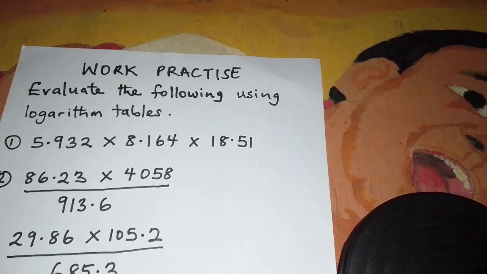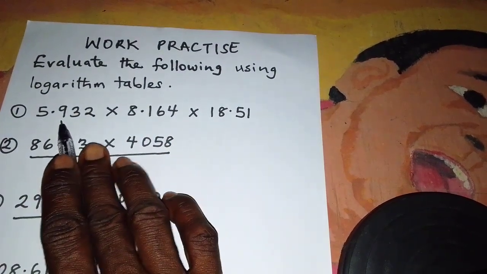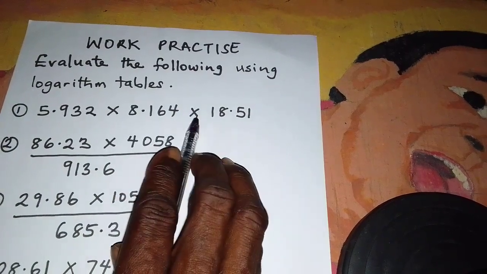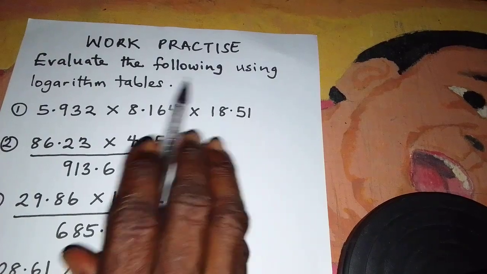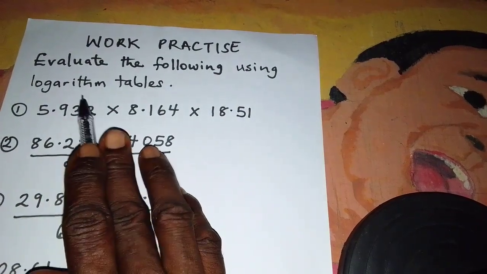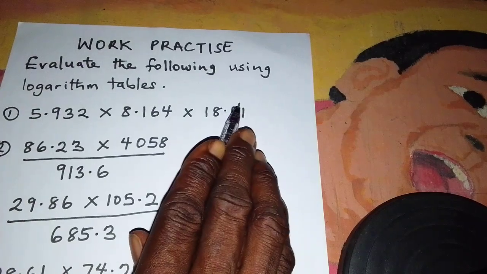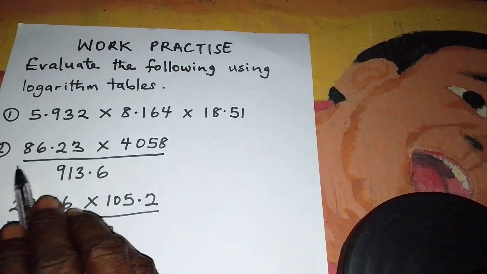So for the work practice, you are going to evaluate the following using logarithm table. Number 1, 5.932 times 8.164 times 18.51. So you look for logarithm of this, logarithm of this, logarithm of this. You add their logarithm, then the final answer, you now look for the antilog.